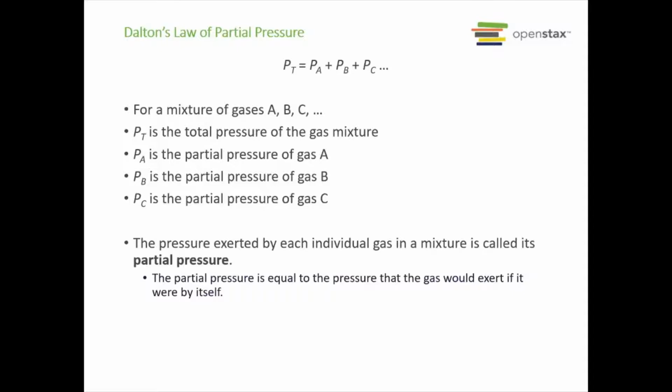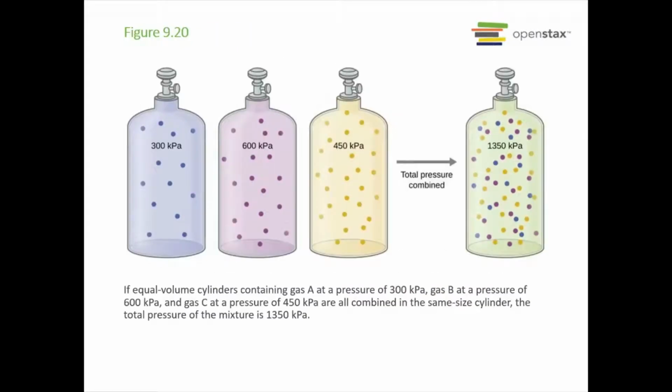And partial pressure just means, okay, this is the pressure of gas A. This is the pressure that the gas would exert if it was by itself. It's my favorite gas law. So if I have these 3 gas cylinders with these 3 pressures, you put them together, the total pressure is equal to just literally adding up their individual pressures.